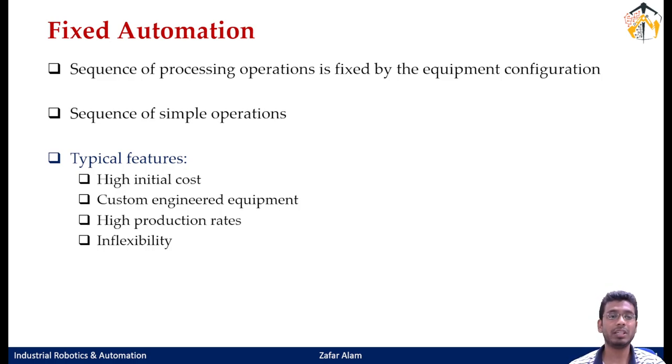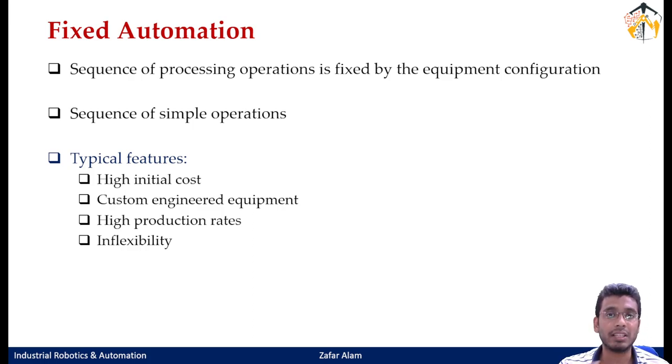If you see the second point, it says sequence of simple operations. For example, if you have three operations, you are going to pick up one object, do some operation there and drop it here. So for this entire set of tasks, we would have three separate individual systems. One is only doing the duty of picking up and placing at station B. Another operation is taking place at station B, and the third operation is taking place at station C.